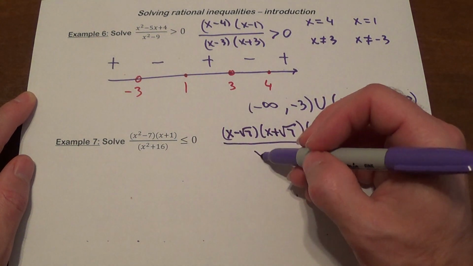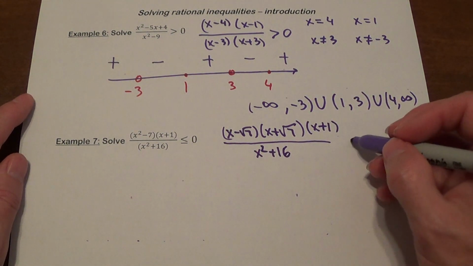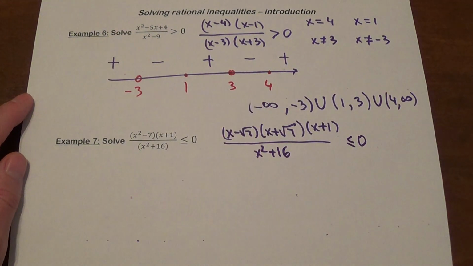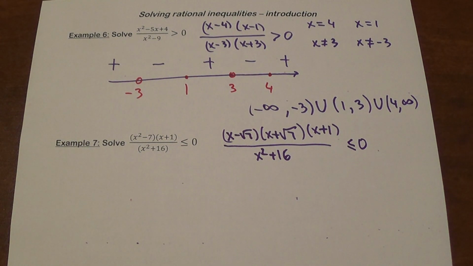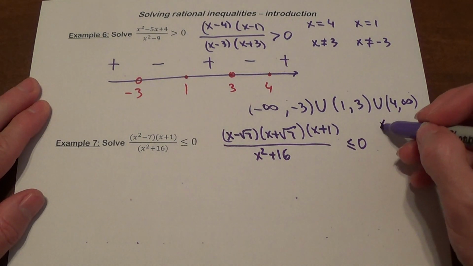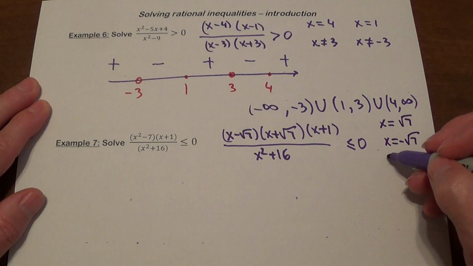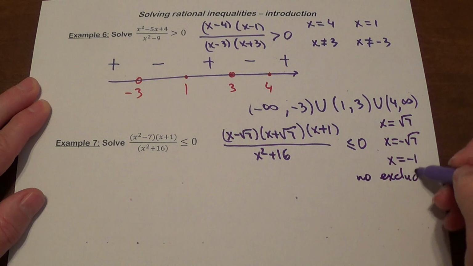The denominator does not factor. This is not a factorable expression on real values. X squared plus 16 does not have any real zeros, which means we have no excluded values. X can be any real number, but we do have 3 numbers that make the numerator 0. So it's going to be x equals square root of 7, x equals negative square root of 7, and x equals negative 1. No excluded values.